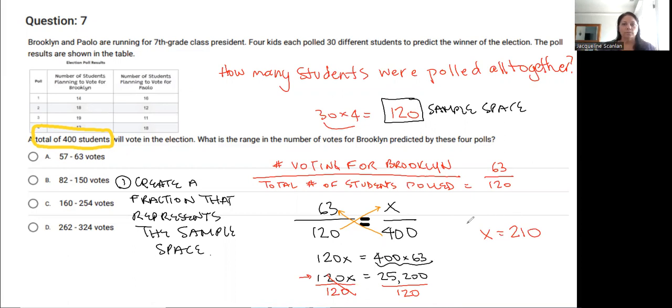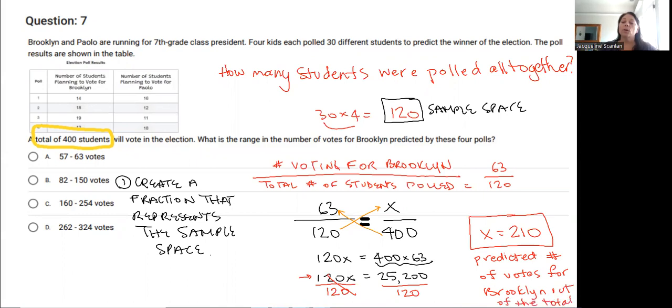Okay, so what this number is telling me is the estimated number, or I guess I shouldn't use estimated because I didn't really estimate it. I predicted it. This would be called the predicted number of votes for Brooklyn out of the total number of people voting. And in this case, that was 400.